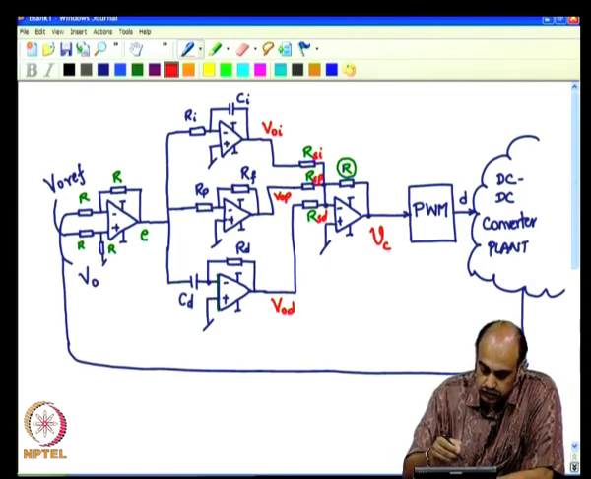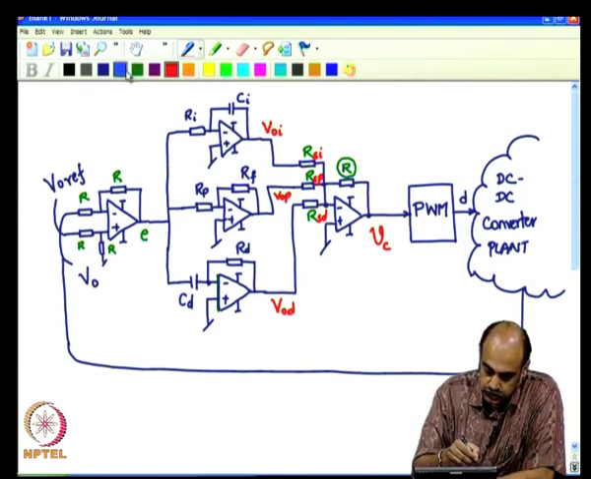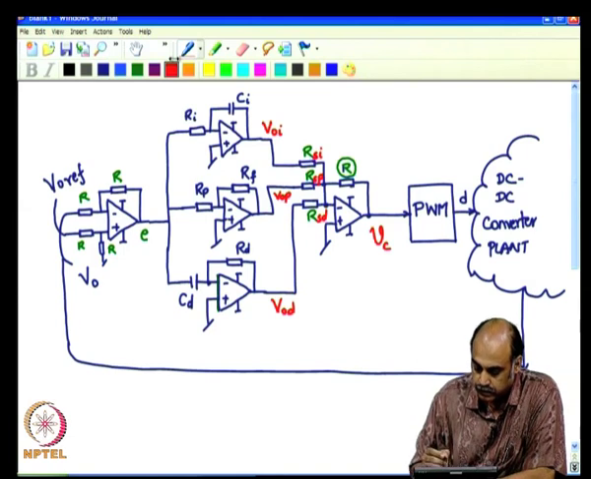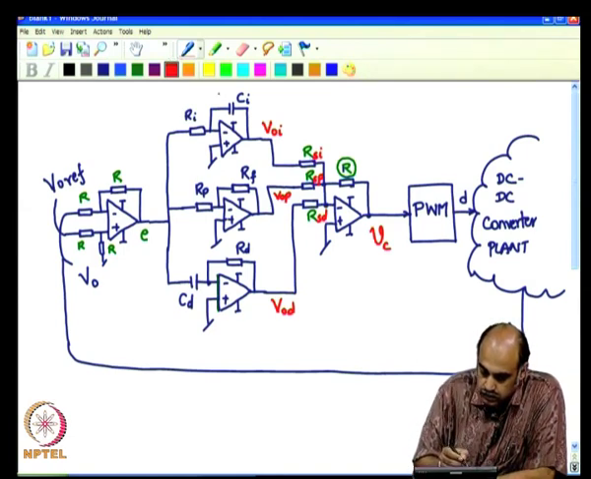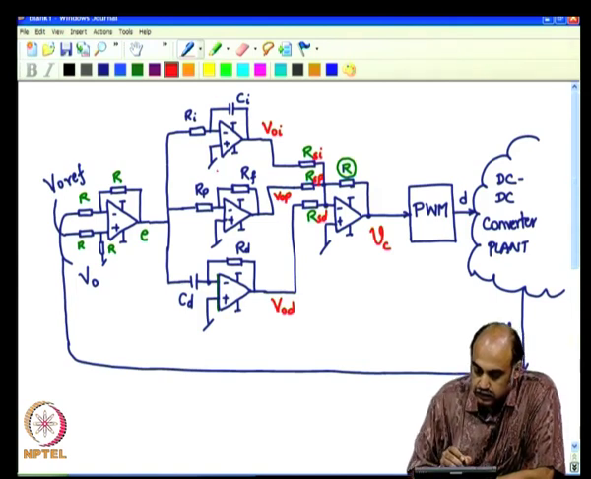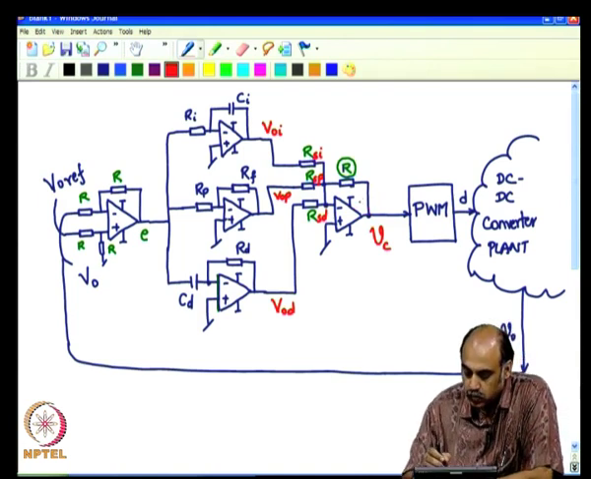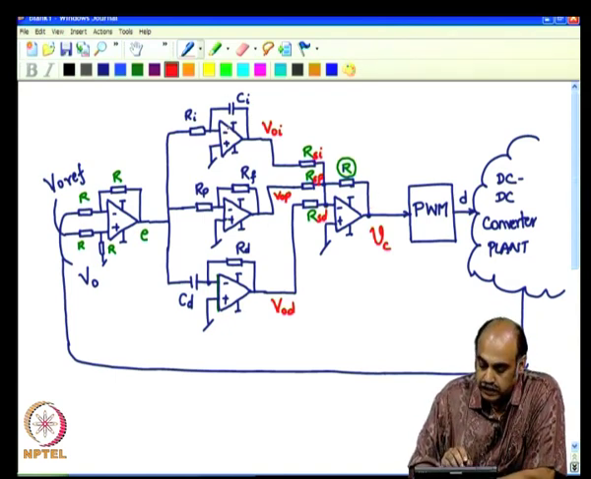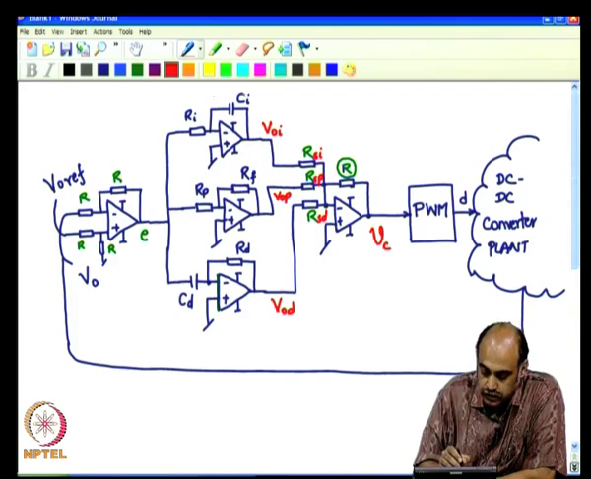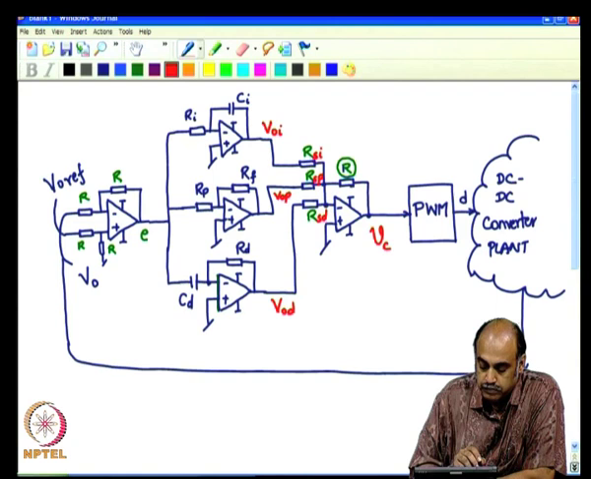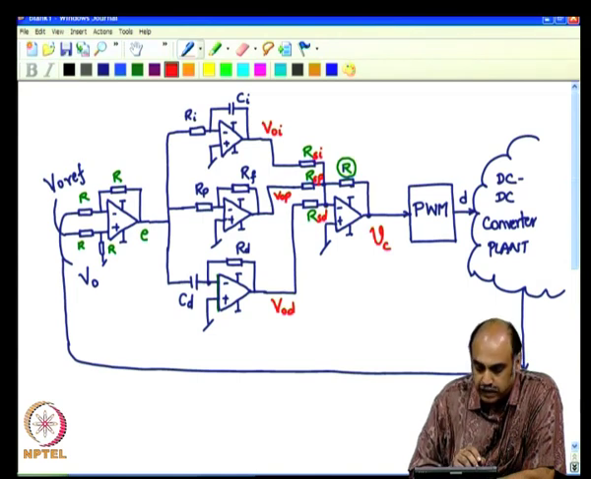Now, this PID block is not complete if you do not include the anti wind up. When the value of Vc goes beyond a particular threshold, what do we want to do? We do not want the integrator to integrate, or we want to just stop the capacitance from accumulating any further charge. So, you just clamp it. So, how does one do the clamping?